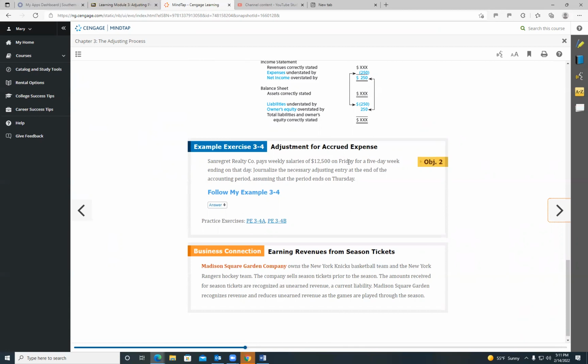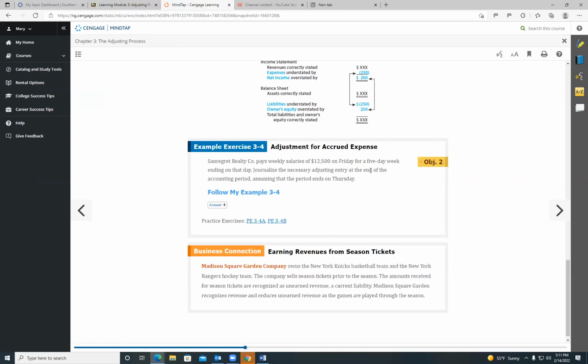So payroll always ends on Friday. But in this situation, the accounting period ends before the payroll period does. So the accounting period is going to end on Thursday. So the first thing we're going to do is this $12,500 is 5 days of wages. So the first thing I want you to do is take this $12,500.